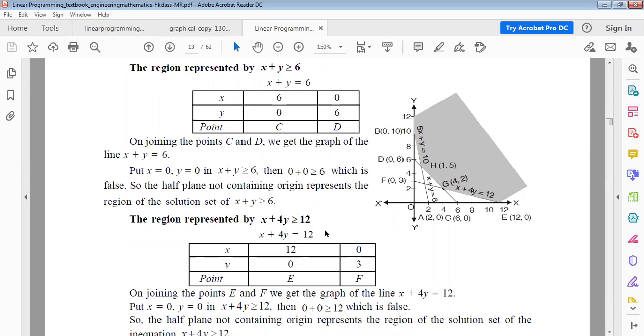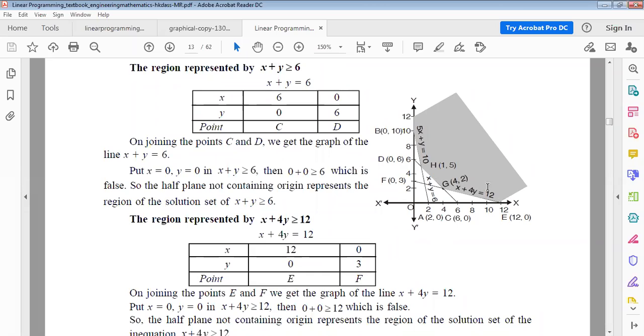Then for the third constraint, 12 comma 0 is this point, and 0 comma 3, that means x is 0 and y is 3. Joining these, this is the third constraint. The shaded region will be higher, opposite to the origin, because this inequality is greater than or equal to. So the shaded region will be this.